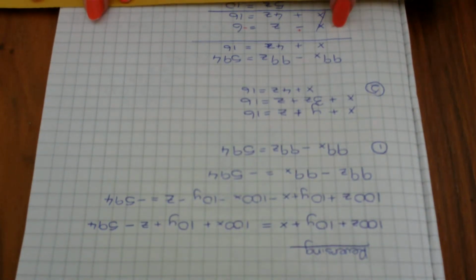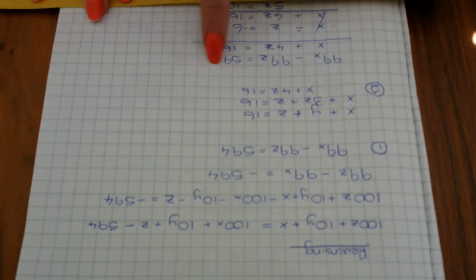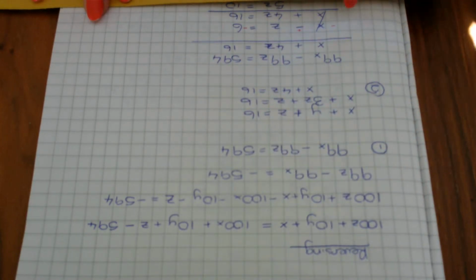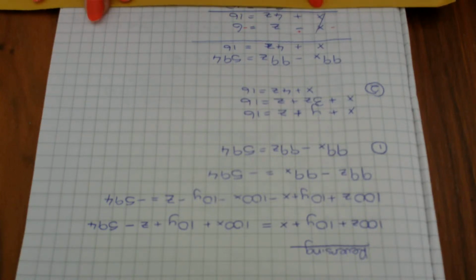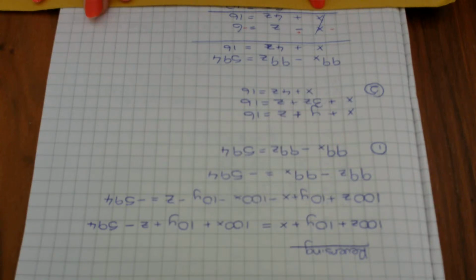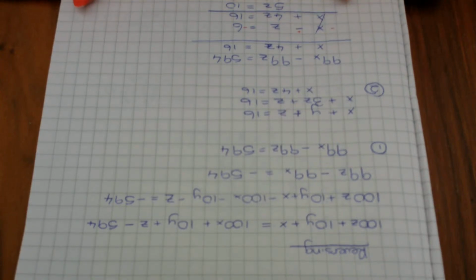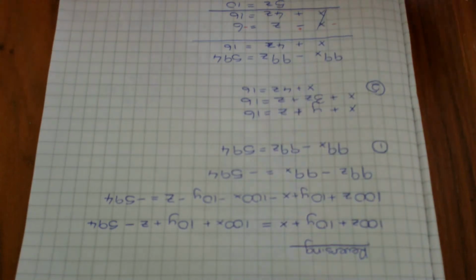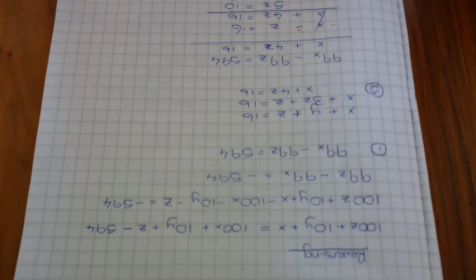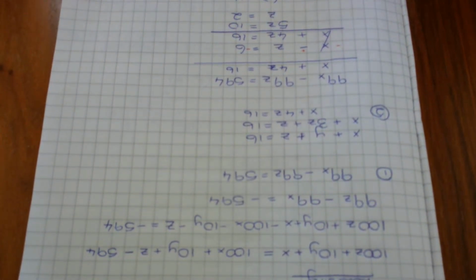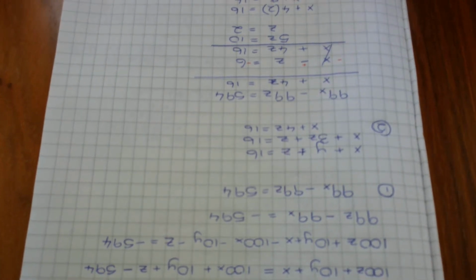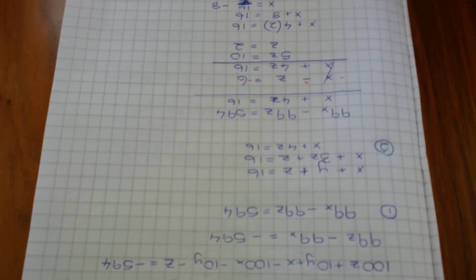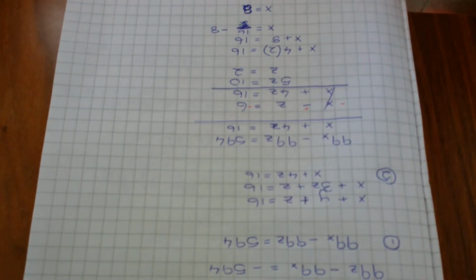All I've done here is just simplify this top equation. Now you could have done that earlier, that would have been fine. Divide all the way across by 99, and then I've changed the signs of the top line to allow me to eliminate the X terms. I can then solve for Z, and I find that Z is equal to 2. If I sub that into one of my equations, the X plus 4Z equals 16 equation, I solve that out, and X is equal to 8.